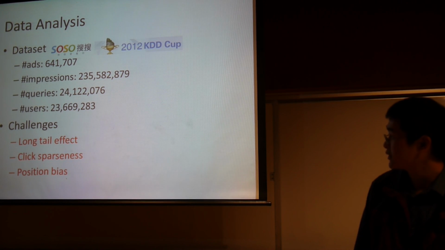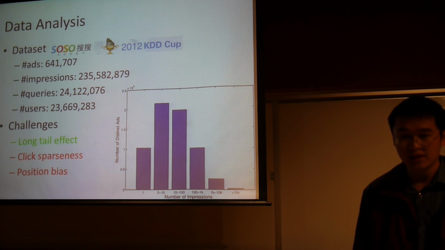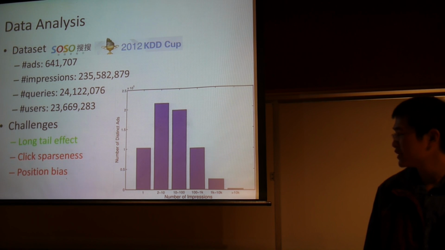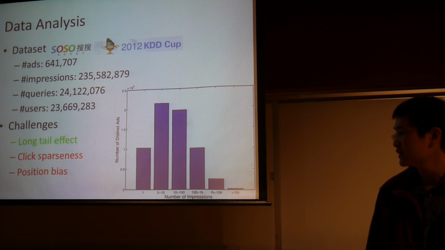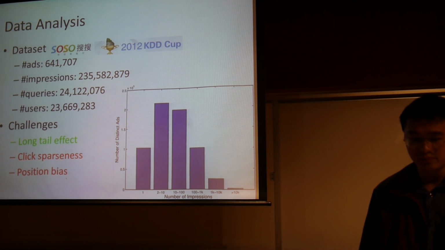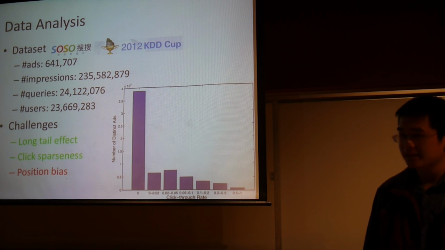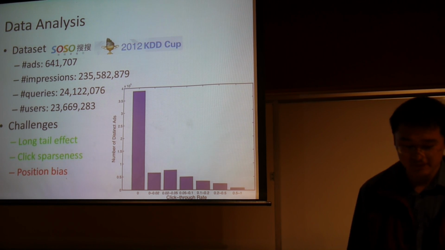There are three characteristics of the data. The first is that the data is long tail, which means that nearly 50% of the ads have at most 10 impressions in the training set. This is a challenge because we cannot use traditional statistical approaches on these ads because of the small number of impressions. The clicks are also sparse, which means that more than 60% of the ads do not receive any click in the training set. So it is a challenge to guess what the real CTR of this ad should be.